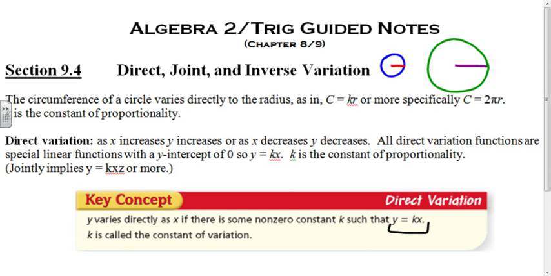So in that case, we would say circumference, c, equals k times r. More specifically, circumference equals 2 pi times r. So this 2 pi would be our k value.